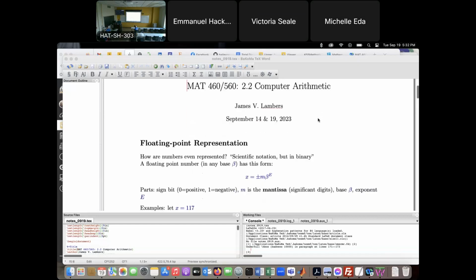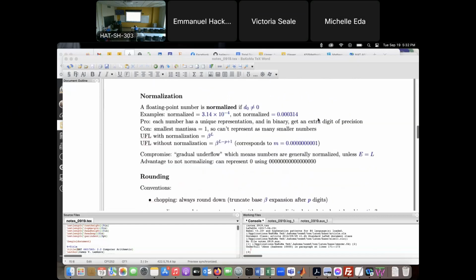Now, continuing with Floating-Point Arithmetic.